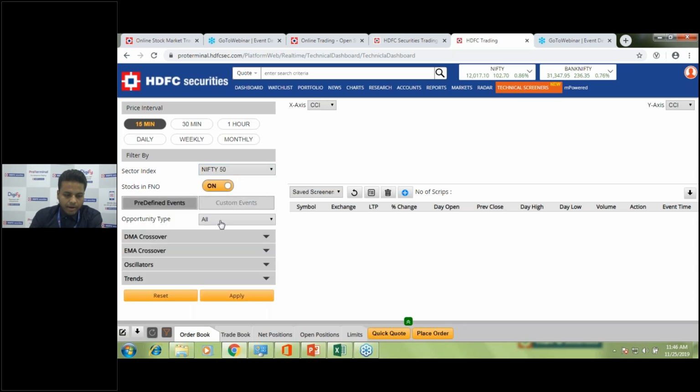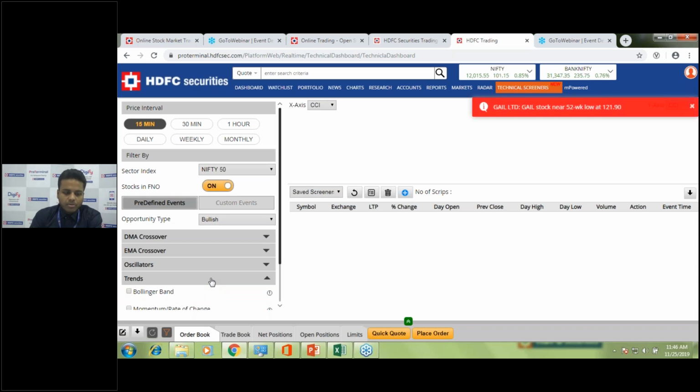So we have to predefine our event. I want to select a bullish stock, so in the opportunity type, I will select bullish. You can see there are over 4 major kinds of filters. One is DMA crossover, daily moving averages, and EMA crossover, exponential moving average. We have an oscillator, many kinds of oscillators, and trend. These are a few indicators which are based on a trend basis.